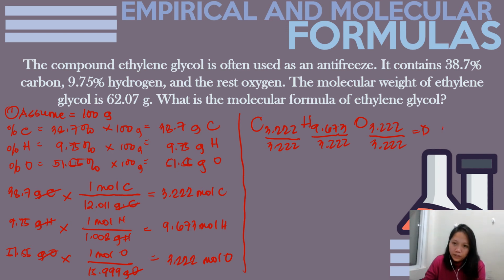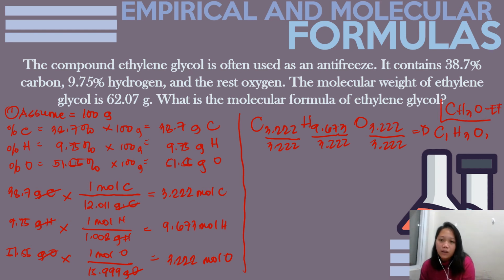Then, you will get a formula of C1H3O1. That means it's CH3O. This is the empirical formula of your ethylene glycol, which is the antifreeze. Of course, that's not the end because we are asked what is the molecular formula. So we need to find the value of your n.